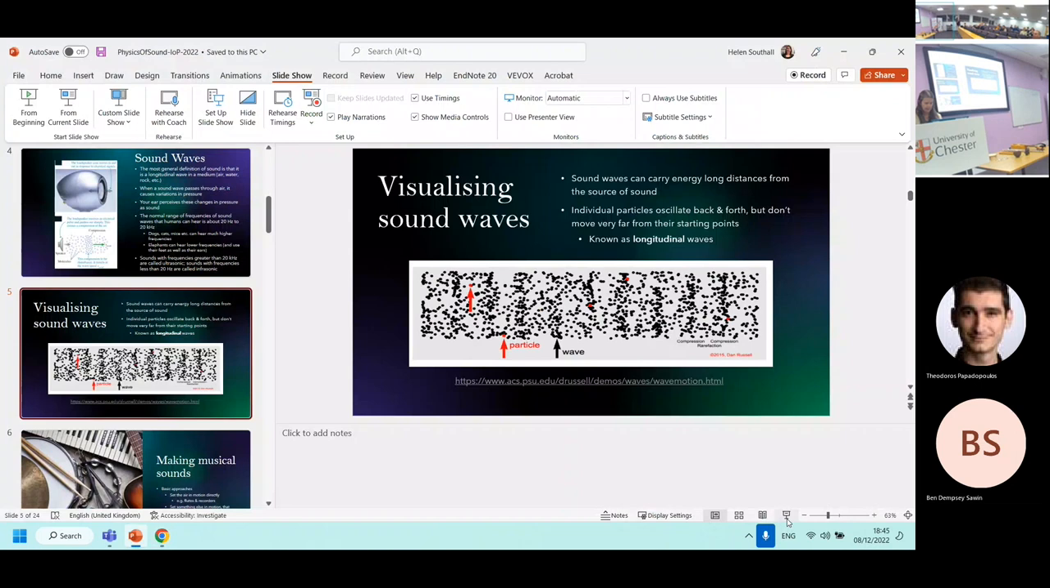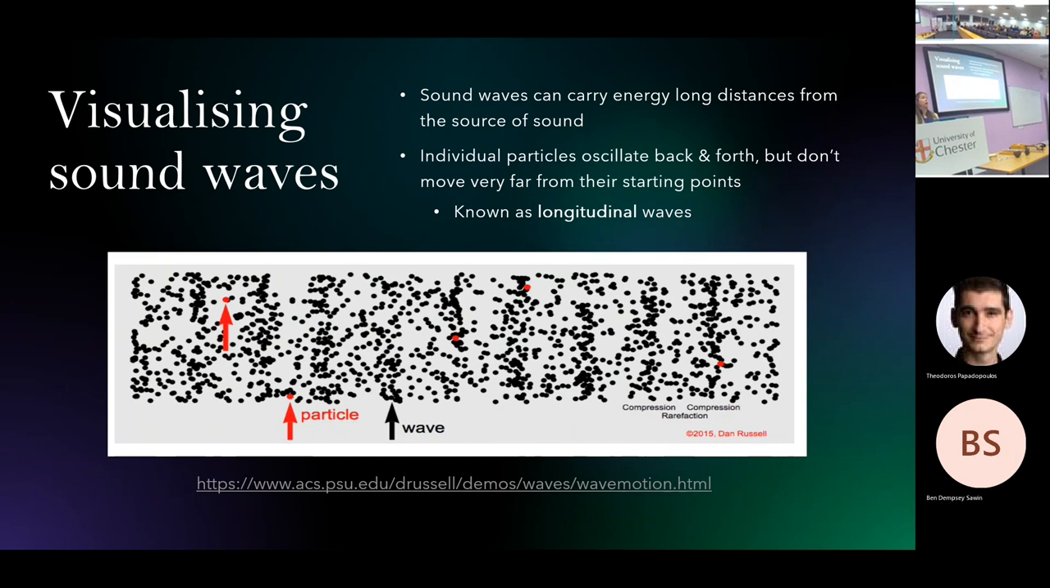I'm whizzing through these slides quite quickly because I got rather enthusiastic and I've got a lot of them. So if anything really doesn't make sense and you want to stop me, then please just wave an arm or shout.